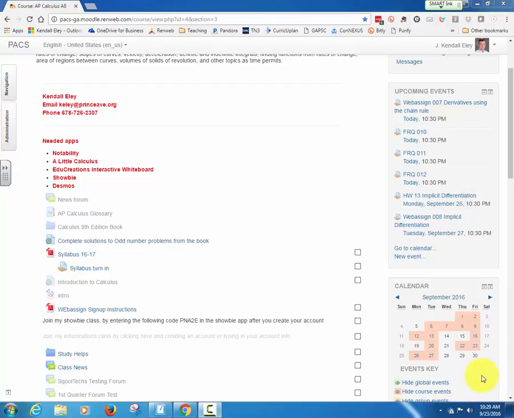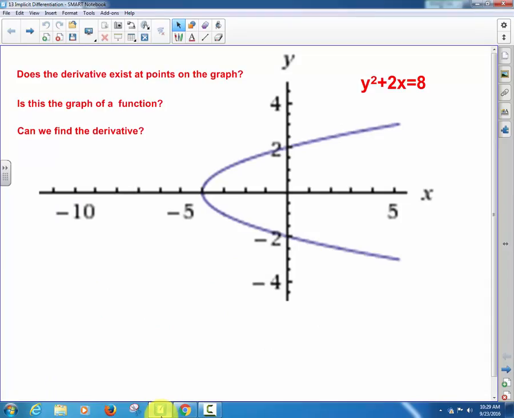Just to remind you, you've got a few things due today. The web assignment that you've been working on most of the week, many of you probably have already finished it. 3 FRQs are due today. And then today we're going to talk about one more step in differentiation. So if you haven't already downloaded 13, implicit differentiation is the title of it.